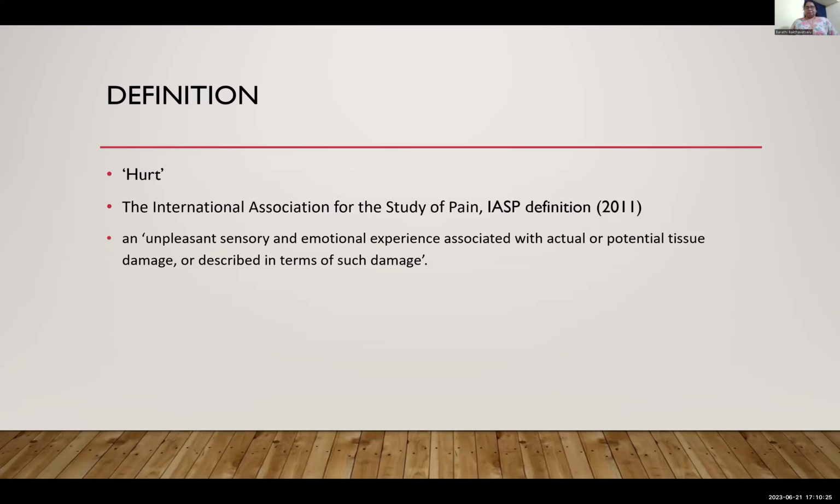So I don't want to confuse you, but I'm trying to explain what this definition means. So just remember, this is an unpleasant sensory and emotional experience. It could be associated with either actual or potential tissue damage. So just remember these 2 points when it comes to the definition of pain.